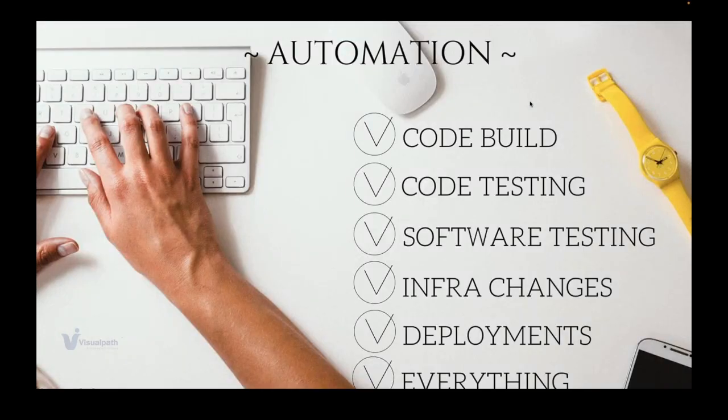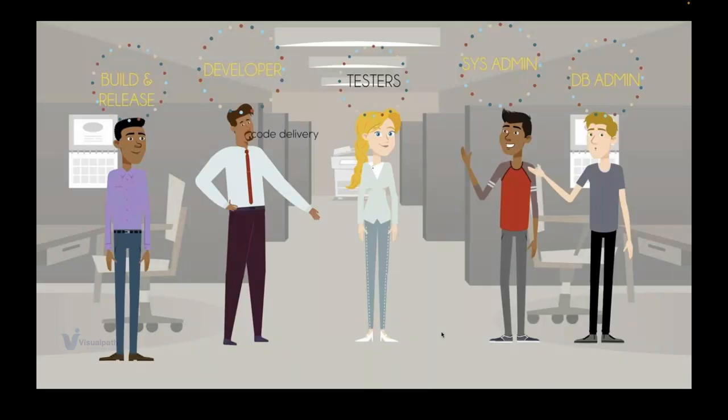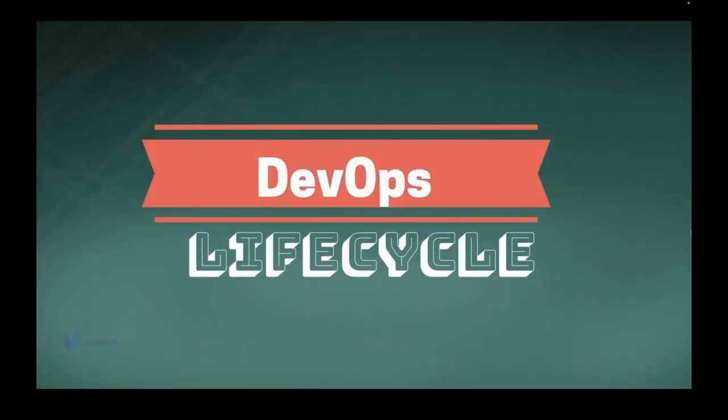Automation in what sense? It should be in the code build, code testing, we should automate software testing, infra related changes, and deployment. So it is covering the development part and the operations part as well. Now everything goes well here, so we are all ready to take on another project. Now these guys are in good accord.